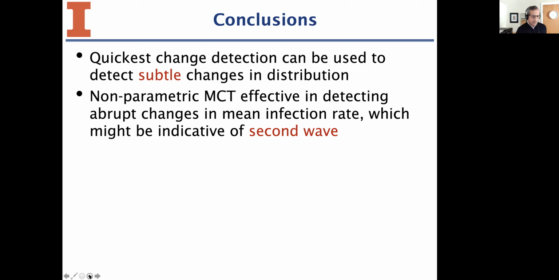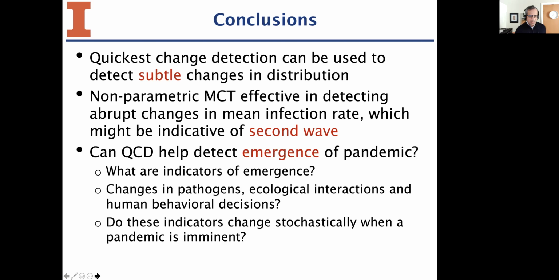But the real question that we want to explore in this workshop is whether quickest change detection can help detect the emergence of a pandemic. So before anything bad happens, not just detecting second waves of the pandemic. For this, we need to have a much better understanding of what the indicators of pandemic emergence are. I took some of these terms from the description on the workshop website. So changes in pathogens, ecological interactions, and human behavior decisions can possibly be inputs to some mechanism that could potentially detect the emergence of a pandemic.